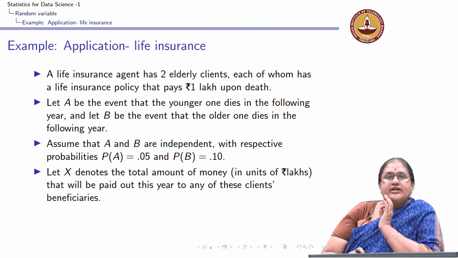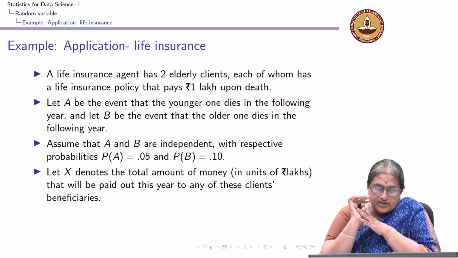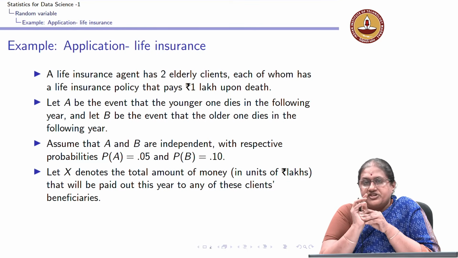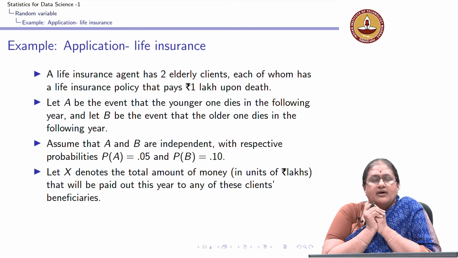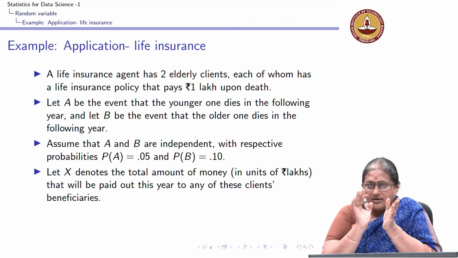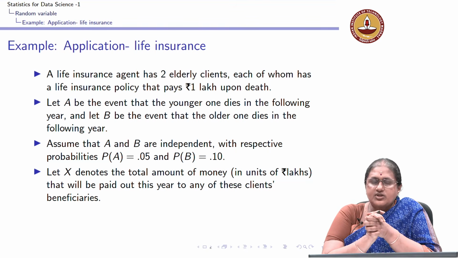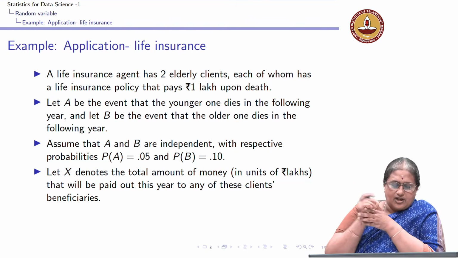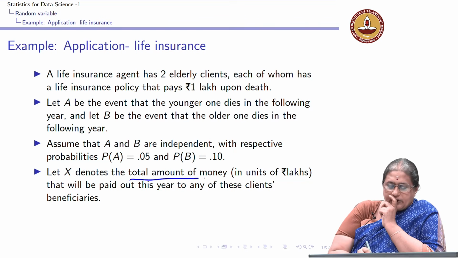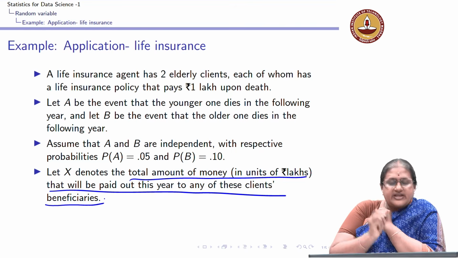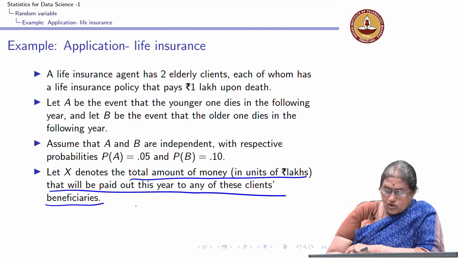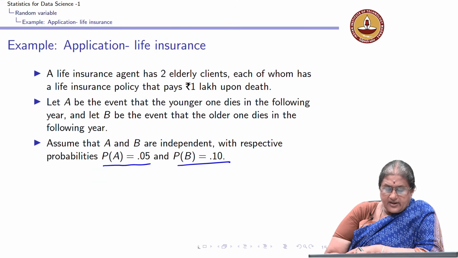Now let X denote the total money that the company pays out in this year to its clients' beneficiaries, in lakhs. Let's assume the company pays out money only if there is a death. So X is the total amount of money that is paid out to the clients' beneficiaries. So again, let's go back to our earlier thing.